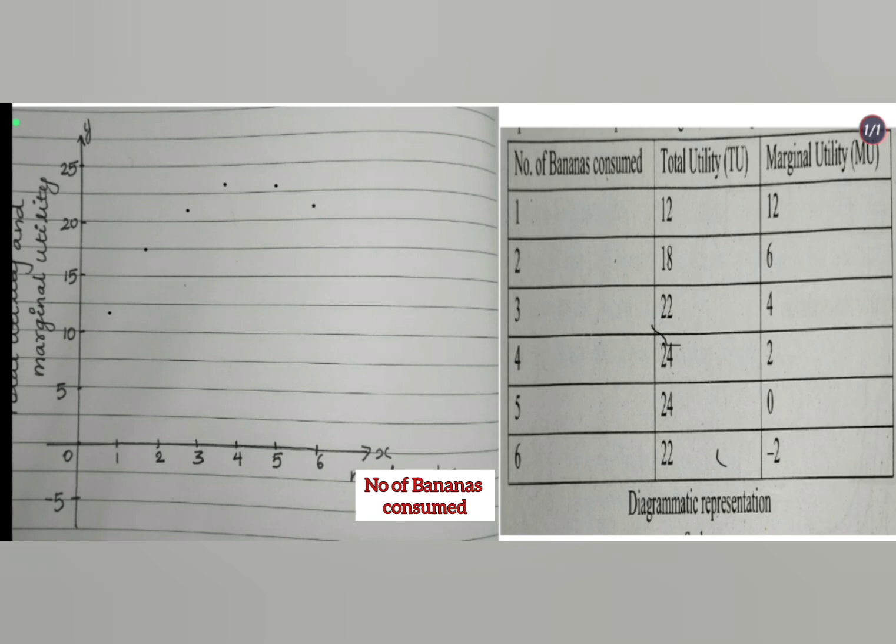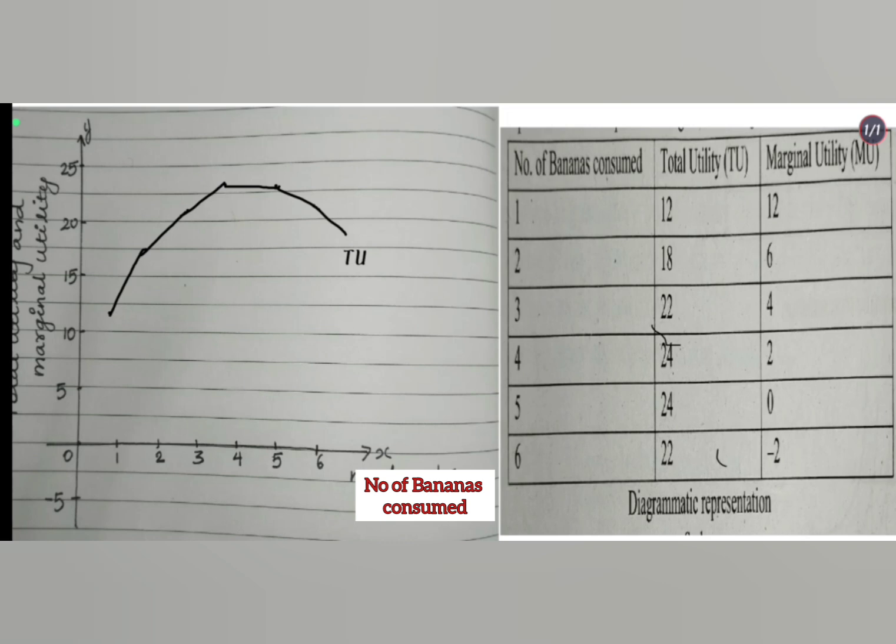Connect these points with a smooth curve to form the TU curve, which initially rises, then flattens at its maximum point of 24, and slightly decreases afterward. Next, plot the marginal utility, MU, curve using marginal utility values for each quantity. These values represent the additional satisfaction from consuming one more banana.